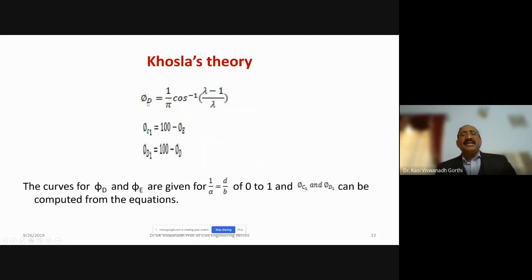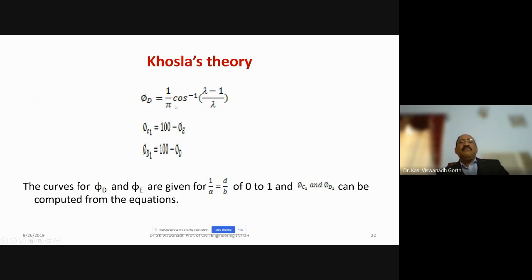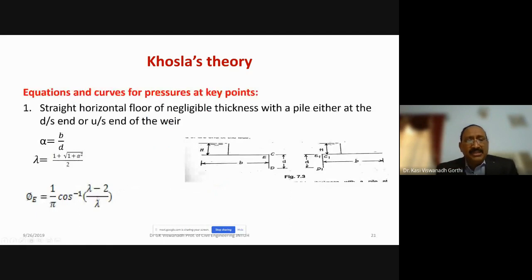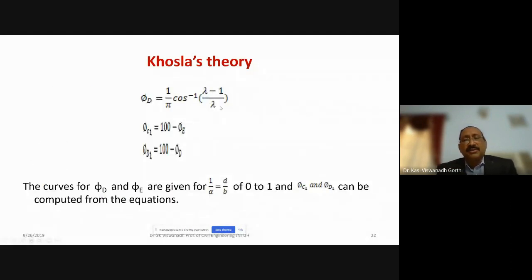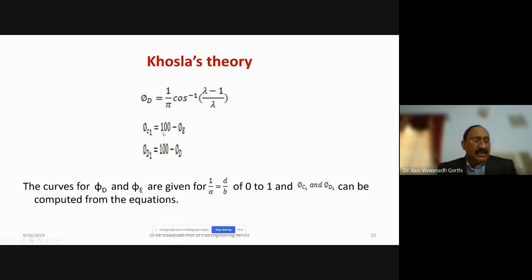Then pressure at D, phi D, will be equal to 1 by pi cos inverse of (lambda minus 1) by lambda. What is the difference? Here it is lambda minus 2 by lambda, here lambda minus 1 by lambda. To get the pressure at point C1, phi C1, on the upstream side, it will be 100 minus phi E. Similarly, phi D1 will be 100 minus phi D.